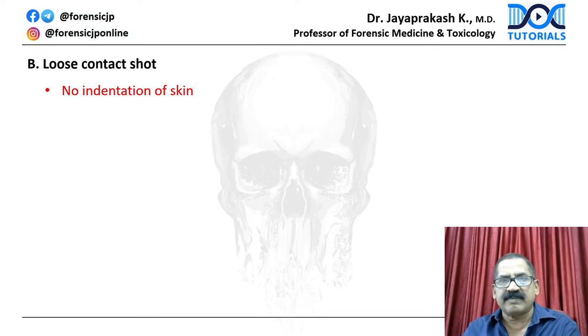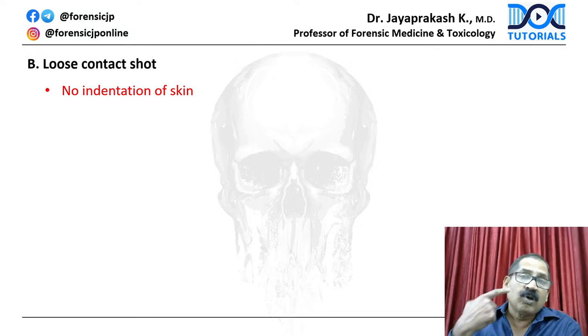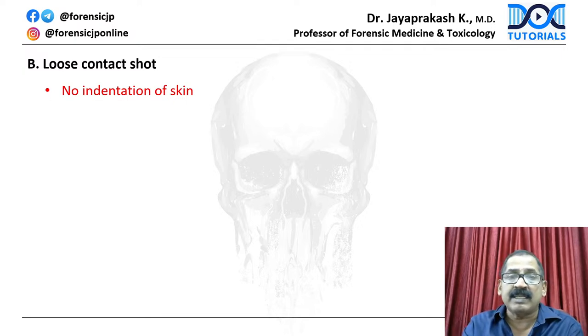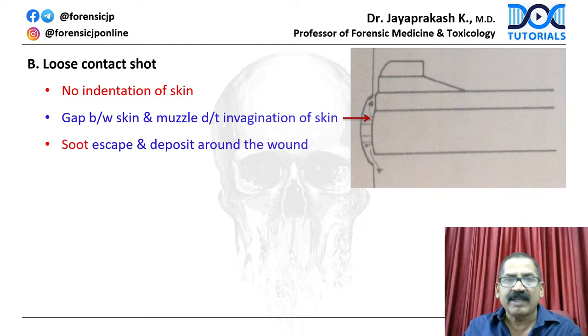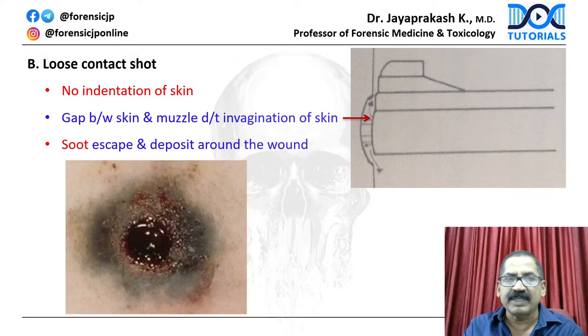There is no indentation. But what happens is, once the bullet is fired, there will be invagination of the skin, then there will be a gap between invaginated skin and the muzzle end of the barrel. Bullet will not escape. Powder particles also will not escape, but the smoke and soot, to a certain extent, sometimes the flame and hot air will escape, and it gives rise to appearance of wound of entry surrounded by blackening.